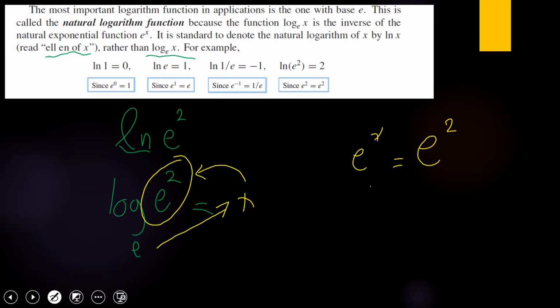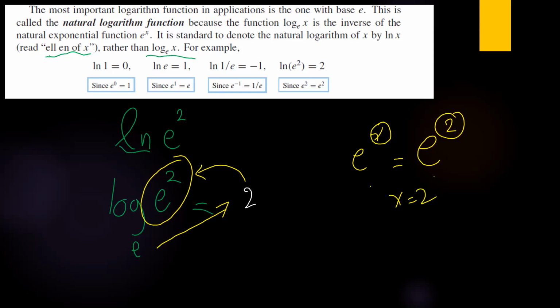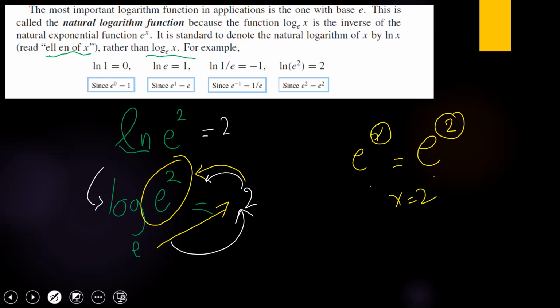E squared. So what is the value of x? 2. So that means here x is 2. So e to the power 2 is e squared. And then we say that ln e squared, because we solved it down here, the answer is 2.